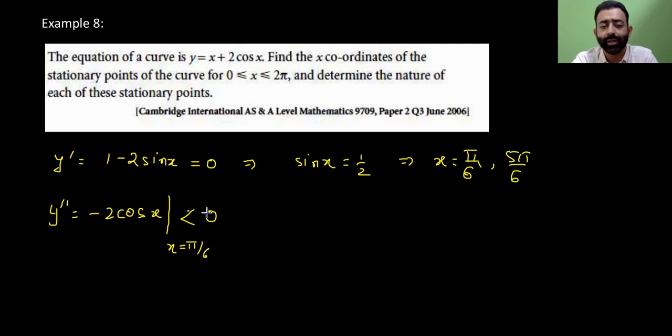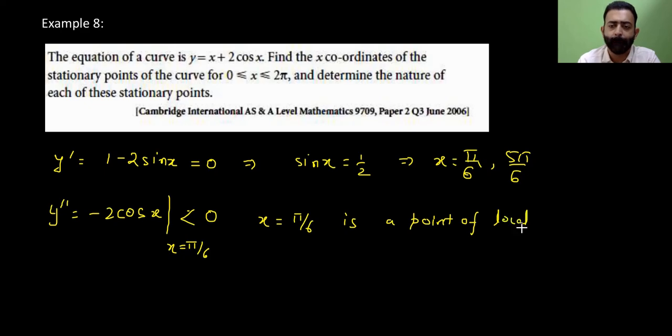At x equal to pi by 6, the second derivative is coming out to be negative. So we have that x is equal to pi by 6 is a point of local maxima.